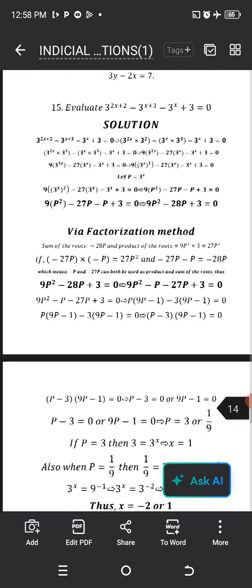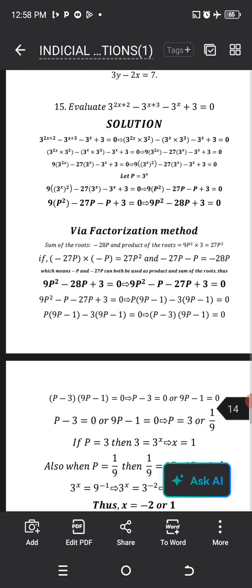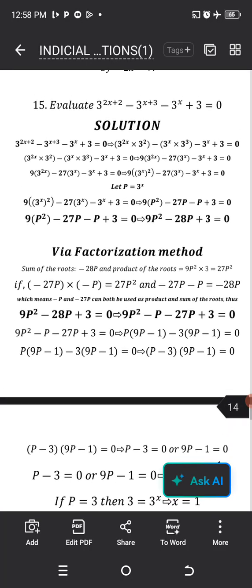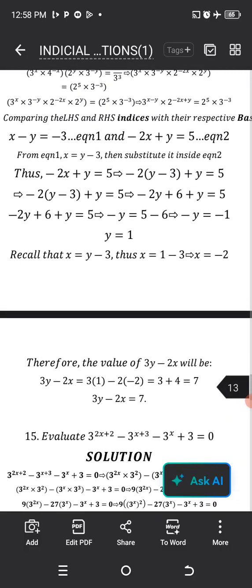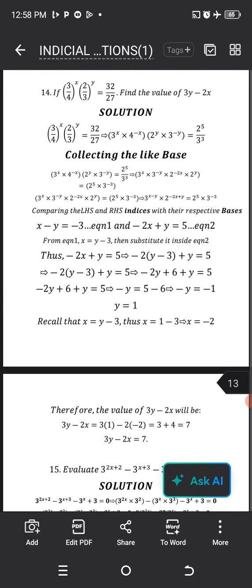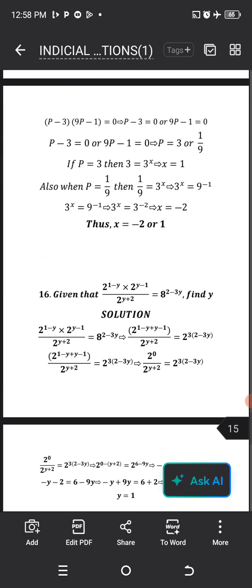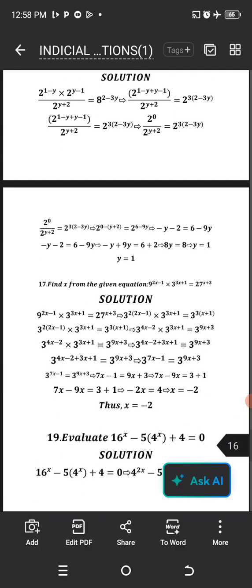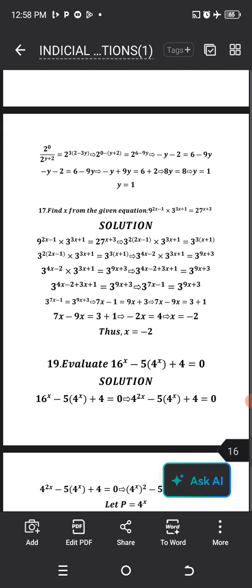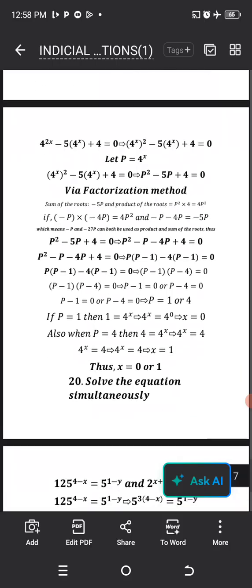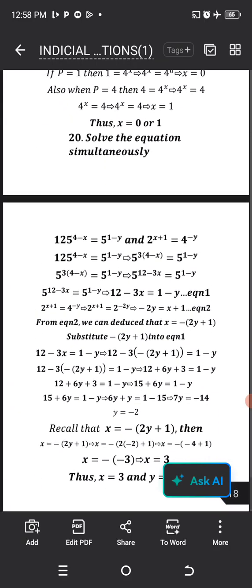So question 15, that is the solution. You can check through. I'll zoom in. Question 16, 17, sorry, this one should be 18. So question 19. So that's all about that. Let me just slide back.